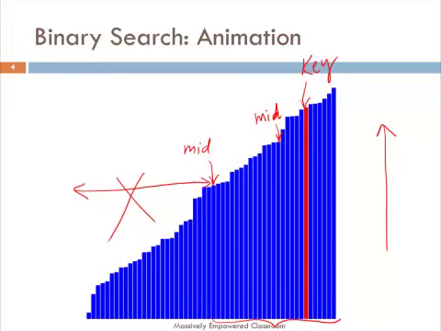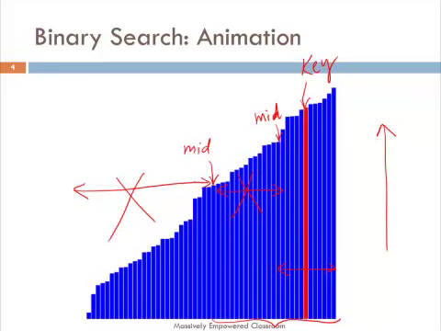The key is still greater. That means these elements also will not contain the key element. Right? We need not compare all of them with the key. So now we are only looking for the key element in this part of the array.